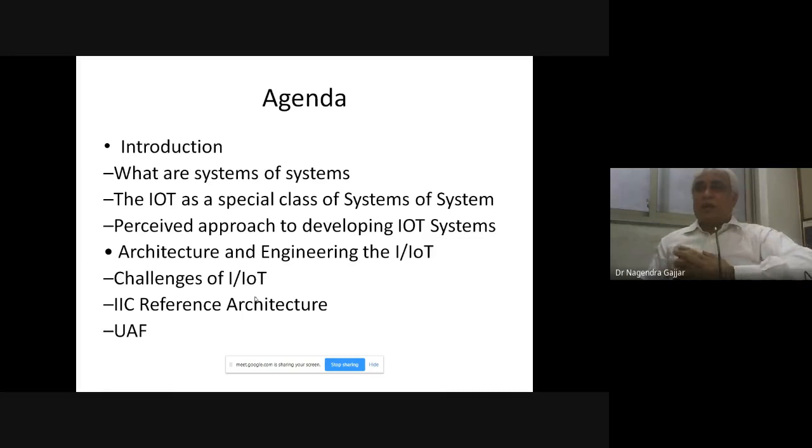Then we talk about the architecture and engineering of the IoT, or the IIoT, which people also call Industry 4.0. So it's the industrial IoT, or Industry 4.0 as a standard. What are the challenges of the industrial IoT? And then the IIC reference architecture: when the system becomes too big and the platform is too large, we need to have management.